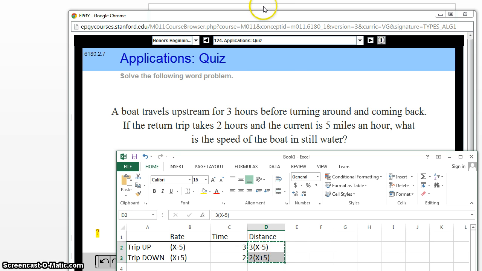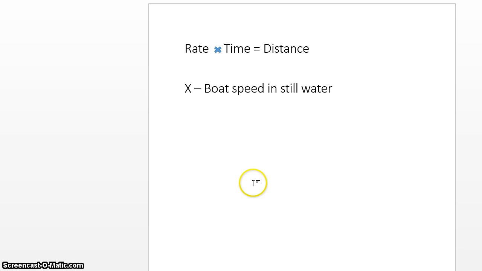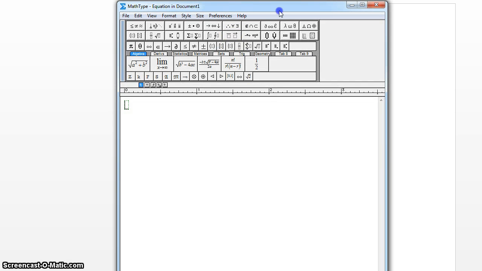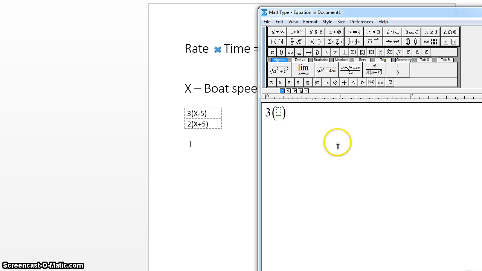Let's copy these and paste them into our Word document here. One's the speed up, one's the speed down, but x is the speed of the boat in still water. So all we have to do is say these are equal, because those are distances. Let's pull up an equation editor and write 3 times x minus 5 equals 2 times x plus 5. These are distances and they should be the same.